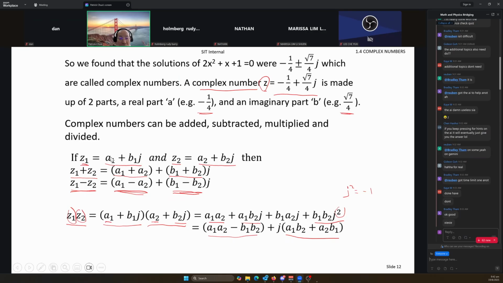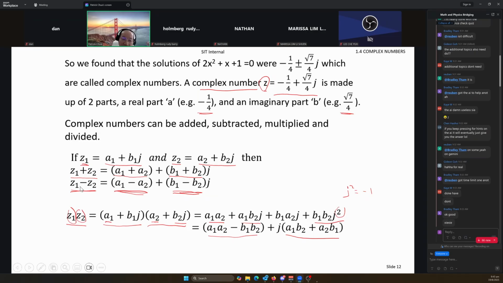So A1 is the real part of the complex number. B1 is the imaginary part because it has a J there. Similarly for A2 and B2. Now if two complex numbers are added together, how do you evaluate them? You simply add all the real parts together, so A1 plus A2, and you add all the imaginary parts together, B1 plus B2.